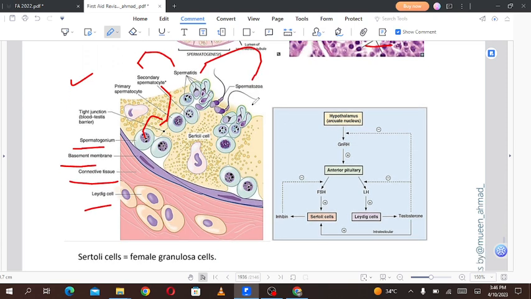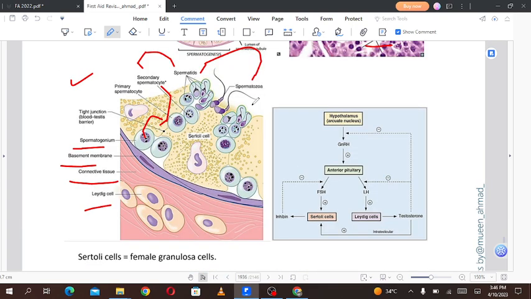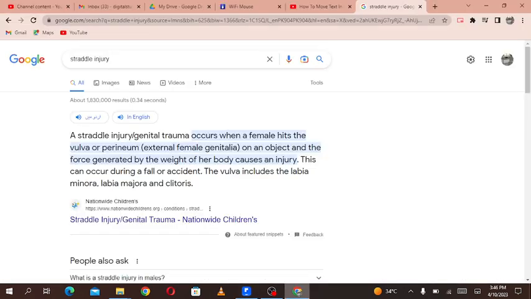Okay, so I guess there must be a picture, but there's no picture. I can't find it. So let's Google it.